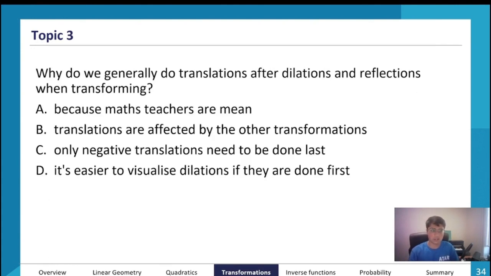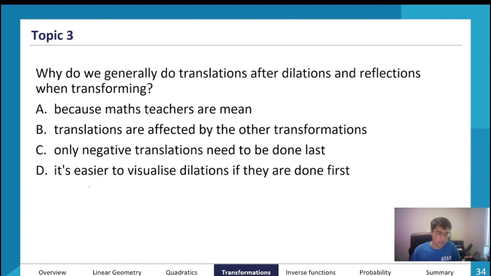I've just got a quick question for you all that you can think about. Why do we generally do translations after dilations and reflections when transforming? Now, I think this question is good because it'll give us an opportunity to really visualize this a little bit better.